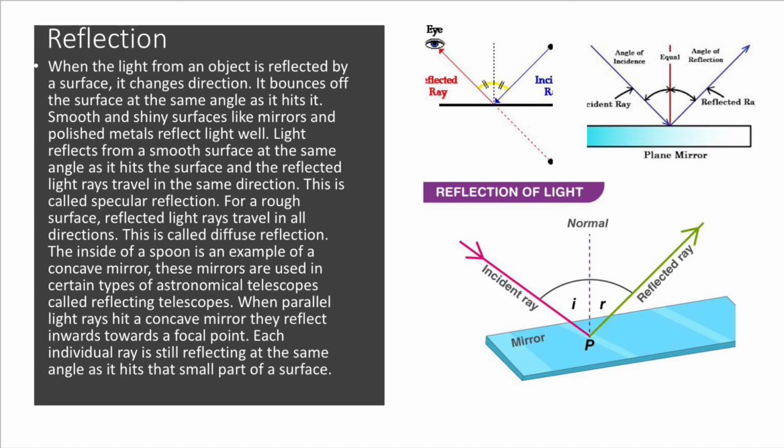For a rough surface, reflected light rays travel in all directions. This is called diffuse reflection. The inside of a spoon is an example of a concave mirror. These mirrors are used in certain types of astronomical telescopes called reflecting telescopes. When parallel light rays hit a concave mirror, they reflect inwards towards a focal point. Each individual ray is still reflecting at the same angle as it hits that small part of the surface.